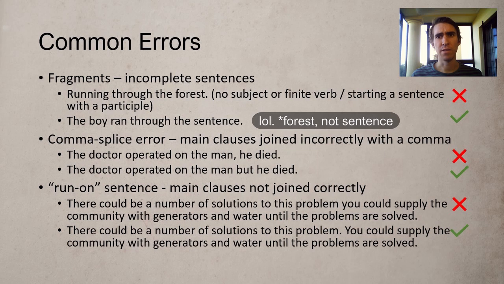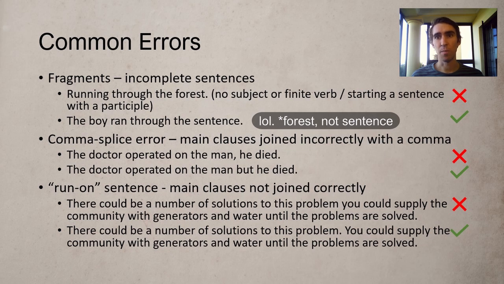An example that I have here is: there could be a number of solutions to this problem. You could supply the community with generators and water until the problems are solved. This is a very easy one to spot. You have one sentence ending and then simply, without punctuation or conjunctions, just running off into the next one.